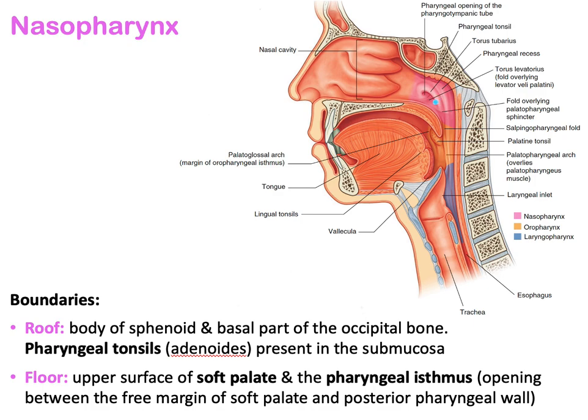Now let us start with the nasopharynx and let us dig deep in it and in the structures there, borders, and the relations. So the nasopharynx is bounded superiorly, or you can say the roof of the nasopharynx, formed by the body of the sphenoid bone you see here and the basal part of the occipital bone, and beneath it you have the pharyngeal tonsils present in the submucosa.